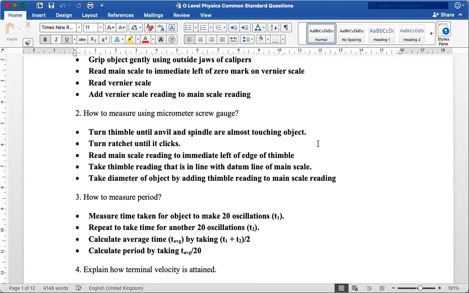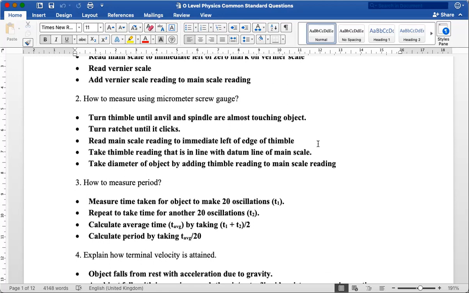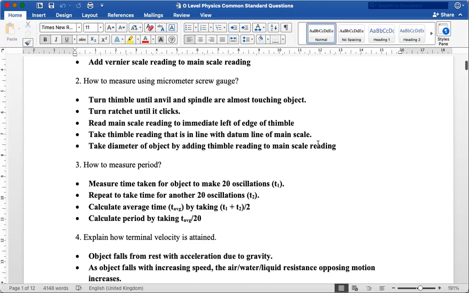Question 2, how to measure using micrometer screw gauge? Turn the thimble until anvil and spindle are almost touching the object. Turn the ratchet until it clicks.